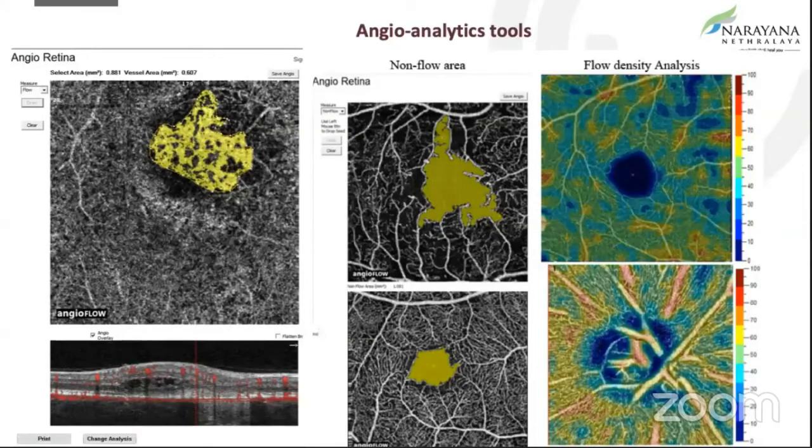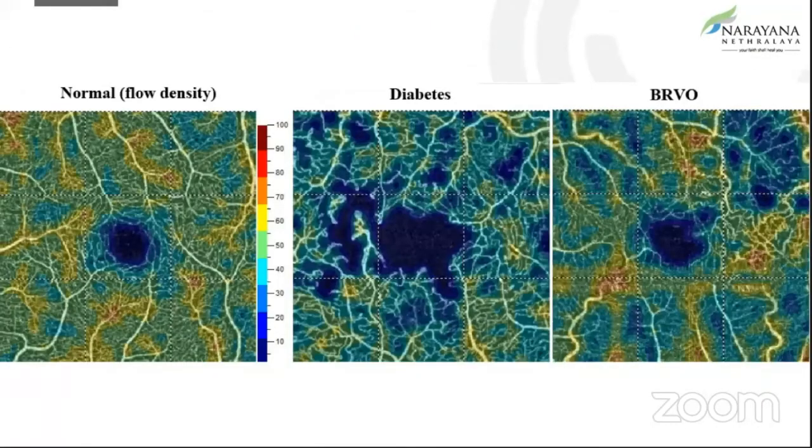The AngioAnalytics tool also helps us to delineate membranes, and I think Dr. Santosh will be covering that more in detail. And so this is how we get a color-coded map, the navy blue indicating where there is absence of flow. And you can see it's more diffuse, and the FAZ is very much altered in patients with diabetes, compared to BRVOs or vein occlusions, where the abnormalities are more localized.